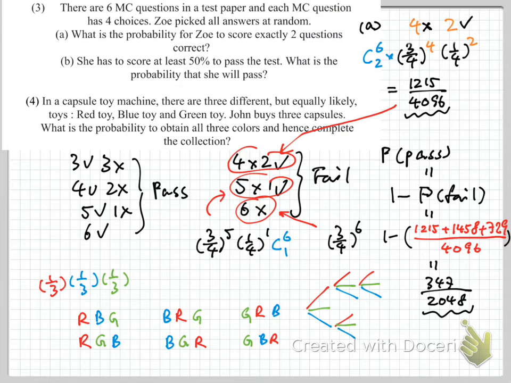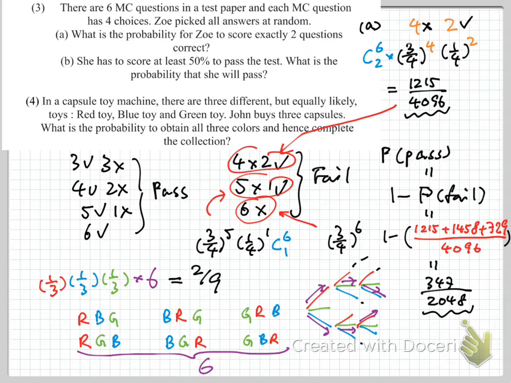So this is one possible way. Let me try another one: red, green, and blue, and so on. The tree diagram goes on, but some of the branches will give you red, green, blue. Say this one, red, green, blue, will give you the complete set. This one, blue, green, red, will also give you a complete set, and so on. So how many triplets are there? We did the counting here. We know there are 6 possible triplets. So this number is multiplied by 6, and the answer simplifies to 2/9. That is the probability that you buy 3 capsules and you get all 3 toys.